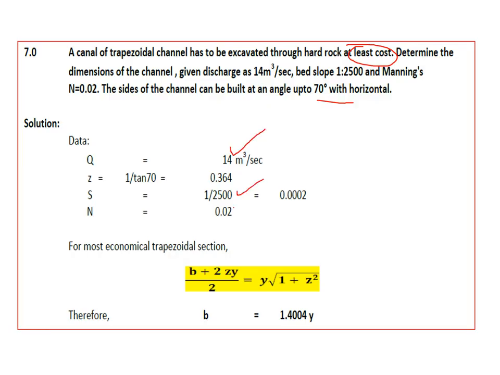Now here tan theta is nothing but 1 by z, so z is 1 by tan theta, which is 1 by tan 70, which comes to 0.364. So henceforth take z as 0.364 if an angle is given. If the angle is given, then tan theta should be equal to 1 by z, so z has to be 1 by tan theta. It's the same problem: (b + 2zy)/2 should be equal to y into root of 1 plus z square. Substitute z as 0.364 here and solve it.